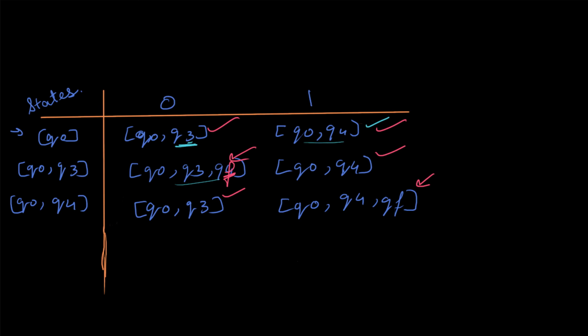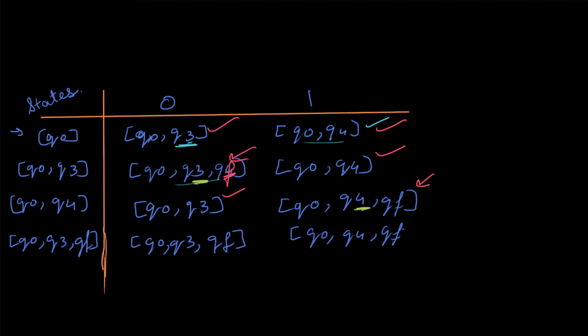So Q3 is again smaller than Q4. So just choose Q0, Q3, and QF. And what we get is Q0, Q3 from Q0, and QF from both of them. Q0, Q4, QF. This part should be easy, and we know what all is present in this.